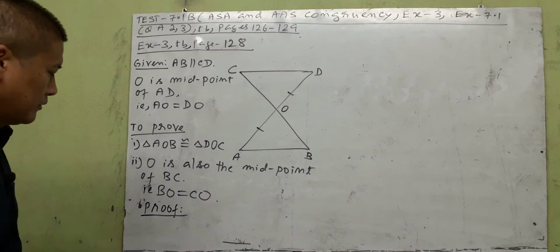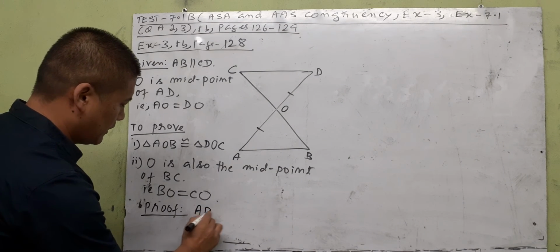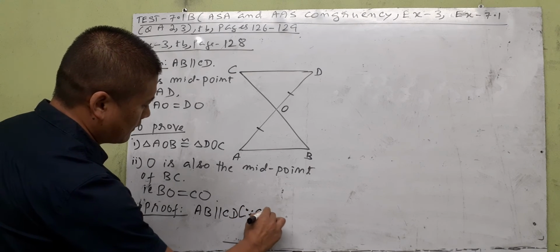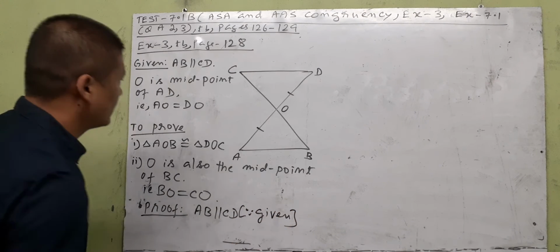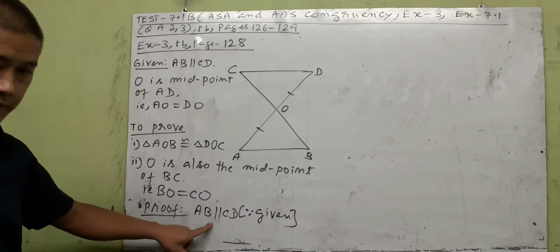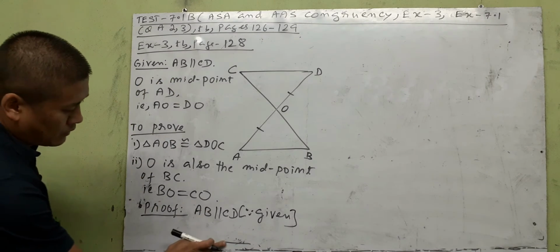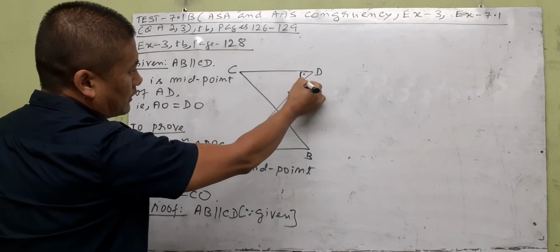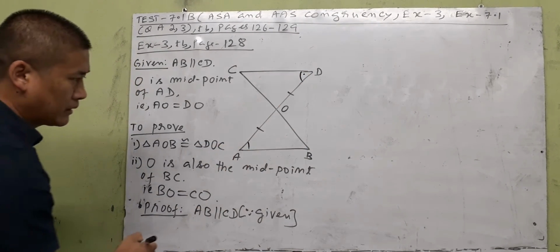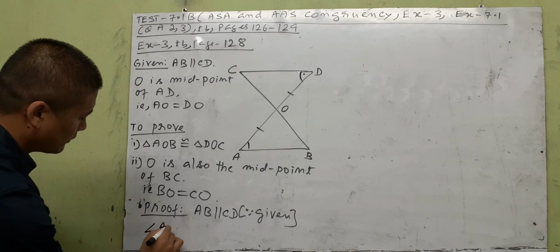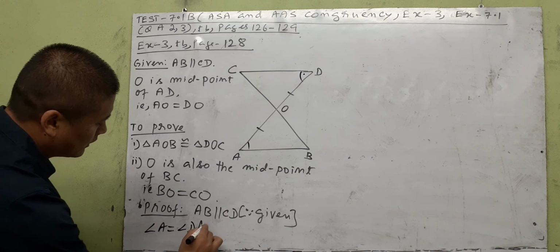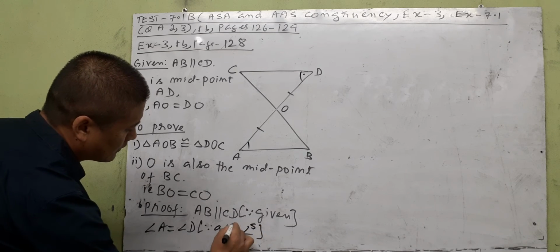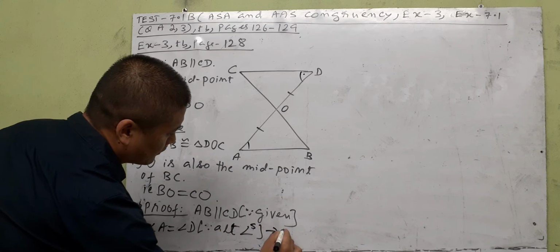So let us just do it like this. AB is parallel to CD because it is given in the question, as you can see here. AB is parallel to CD, so we just wrote the same thing. We know that if two lines are parallel, then the alternate angles inside will be equal. So angle A will be equal to angle D, because when two lines are parallel, the alternate angles are equal. So let us put this one as equation 1.